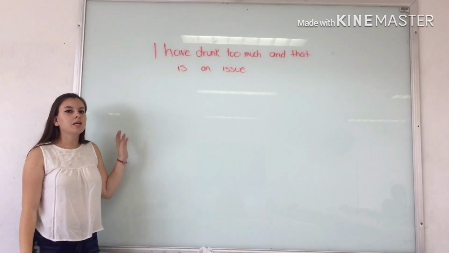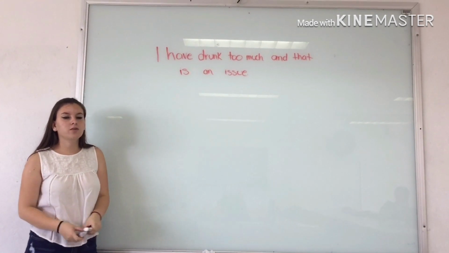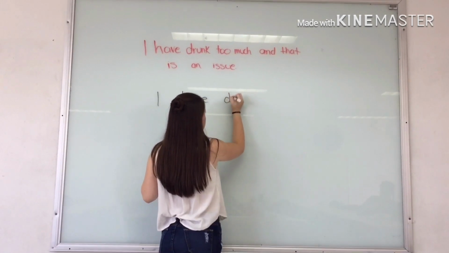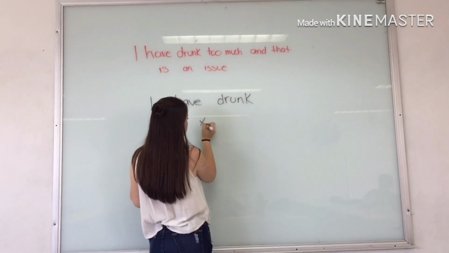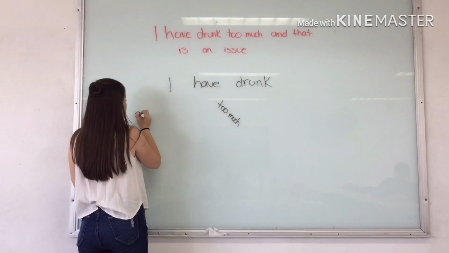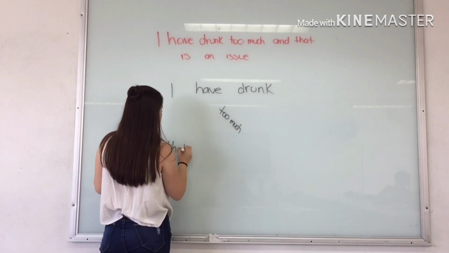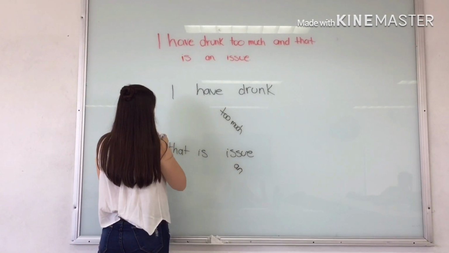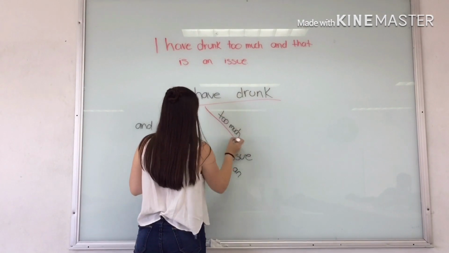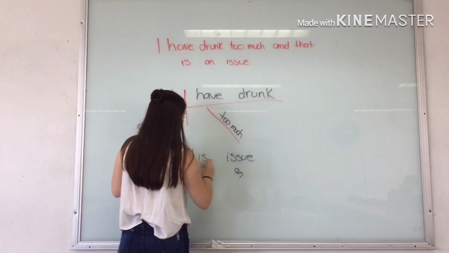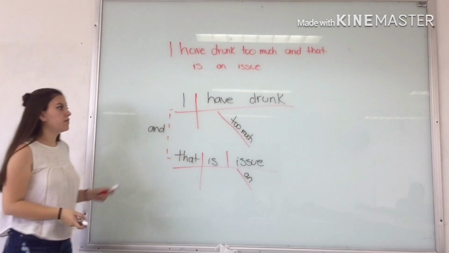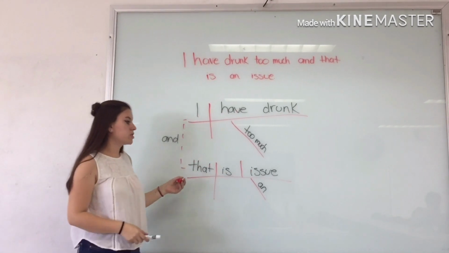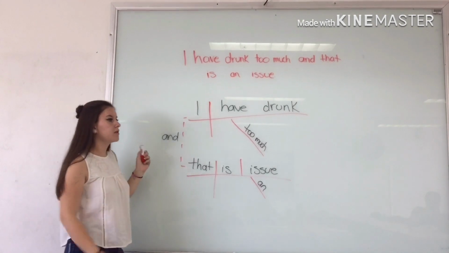Well, here we have the second example. This sentence is a part of a song by the Chainsmokers, so we are going to start to analyze it. Okay, well, first we have to know that we have a main clause, which is I have drunk too much, and then we have a second clause, which is that is an issue. So we are going to start with the first clause.